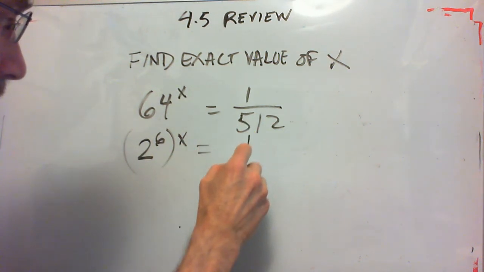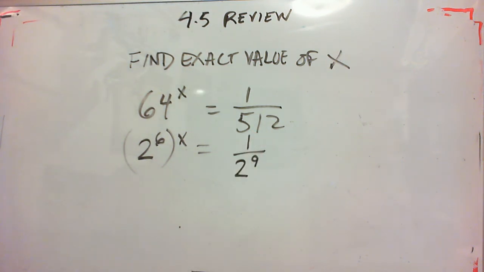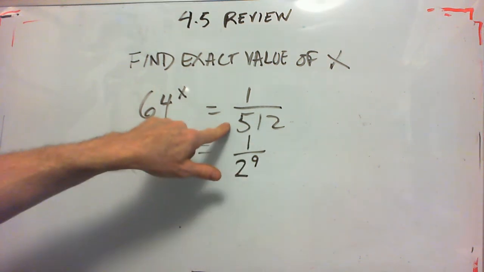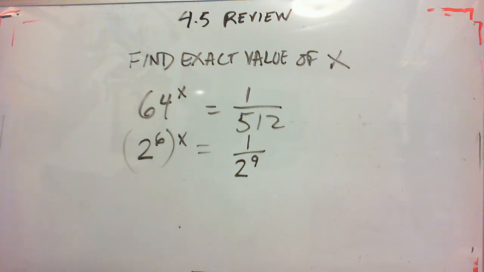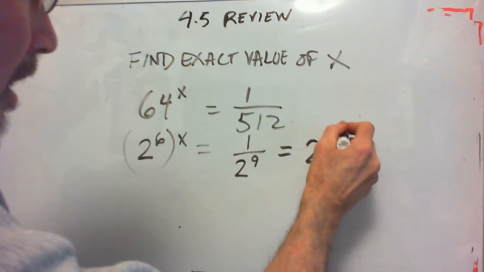512 happens to be 2 to the ninth, because 2 to the 10th is a kilobyte, which is 1024. 2 to the ninth is half of that. So 512 is 2 to the ninth. 1 over 2 to the ninth is 2 to the negative ninth.